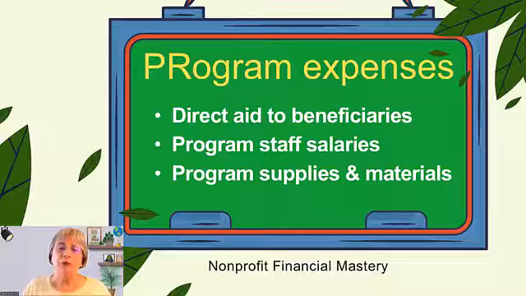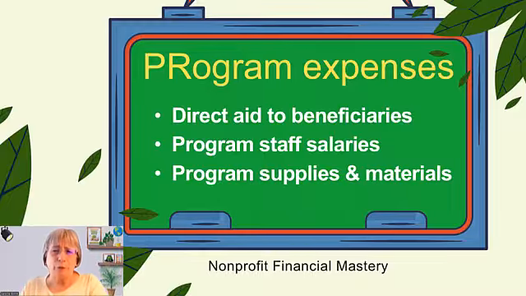For program expenses, we are talking about the funds that go to directly aid our beneficiaries. So if we're running a child care center, then our beneficiaries are the children, but also their parents. So these are the funds that are expended directly to benefit those people that we're serving. It would also include program staff salaries. So for our child care center, it's those people who are actually taking care of the children in that program. And it would also be any kind of program supplies and materials. So we're providing a snack or we're providing art supplies for that program. Those things all get classified into program expenses.